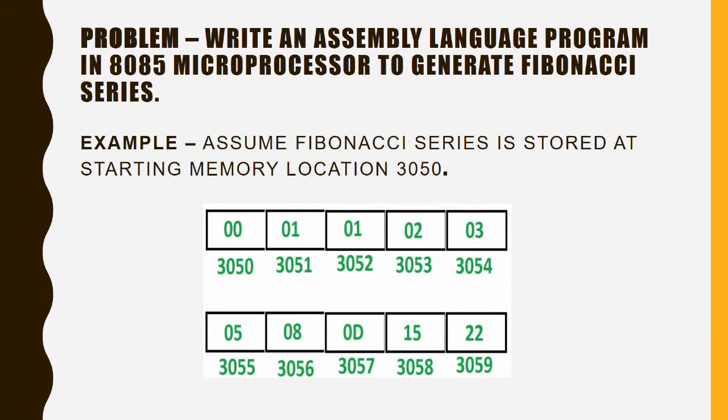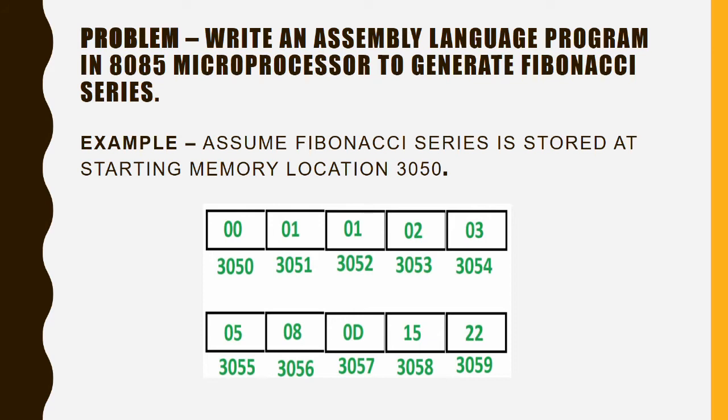The problem is: write an assembly language program in 8085 to generate the Fibonacci series. Let us assume the Fibonacci series is stored at memory location 3050. So at 3050 we are storing 00, and at 3051 we are storing 01. What we want is that after execution of the program, the Fibonacci series should appear in 8 consecutive memory locations.